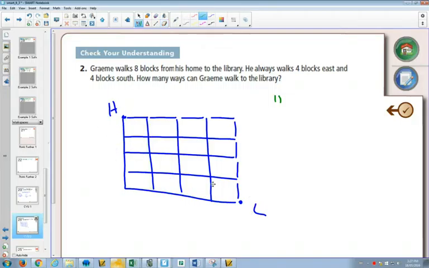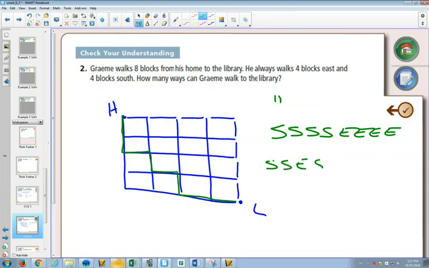How is this a Mississippi question? There's multiple souths and multiple easts. Each time he goes there, he has to go south 4 times and east 4 times. And each unique rearrangement of these letters is a unique path. The first one that we did, which was south, south, east, south, east, south, east, east, is represented by south, south, east, south, east, south, east, east.